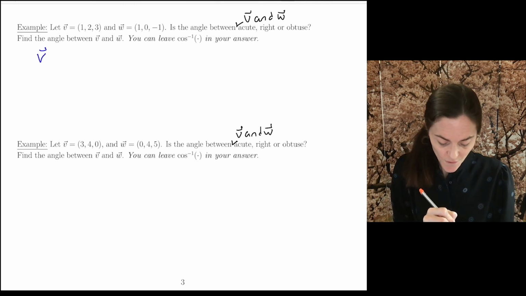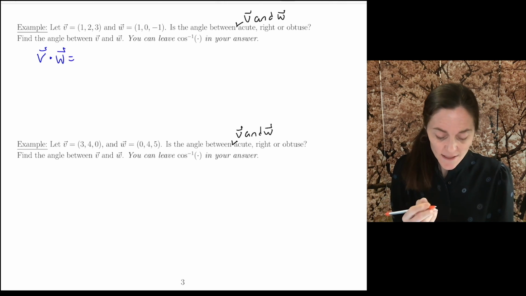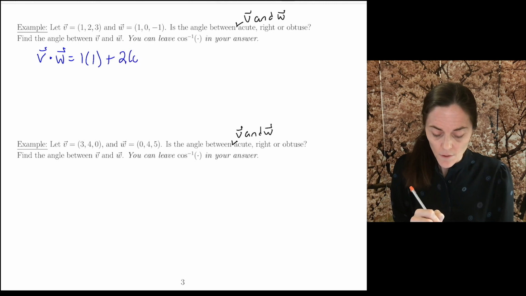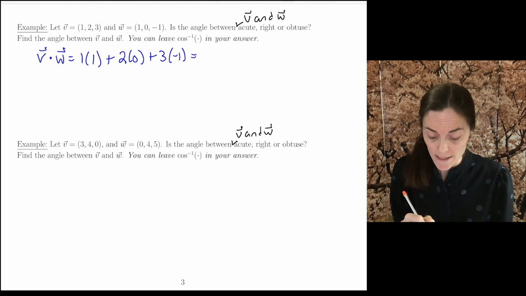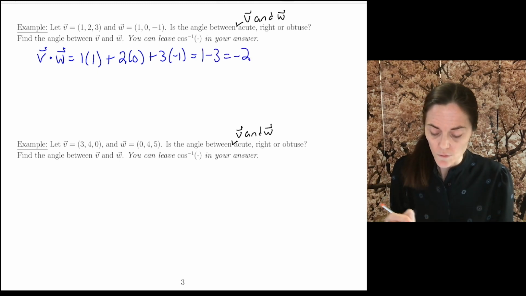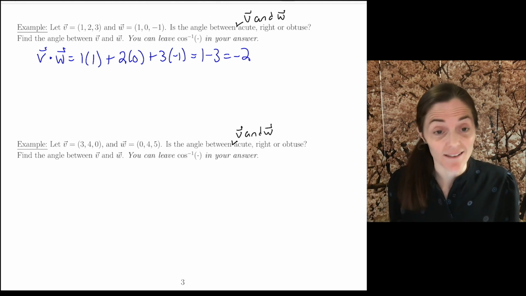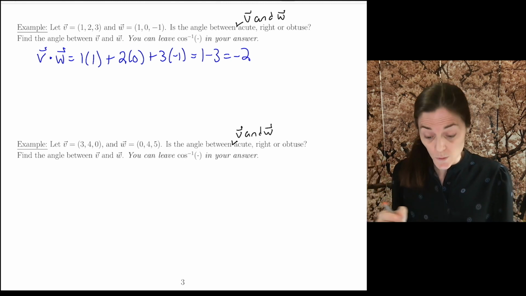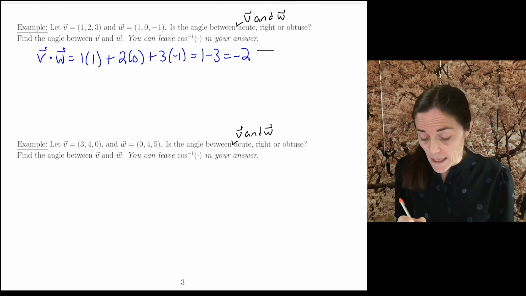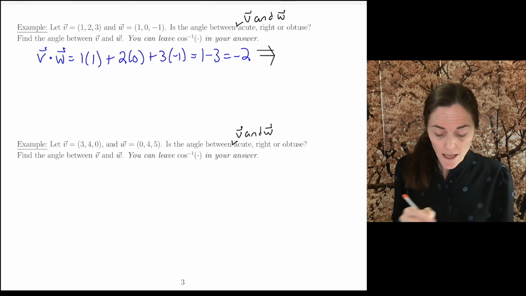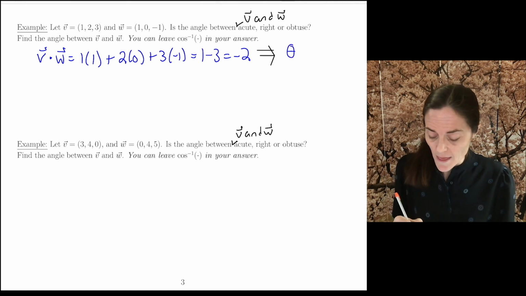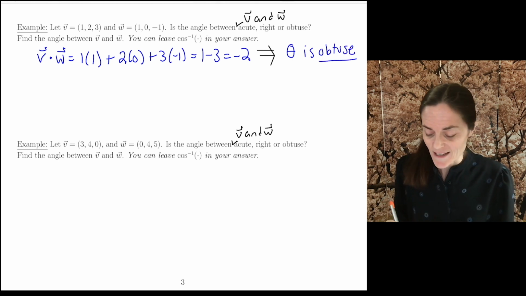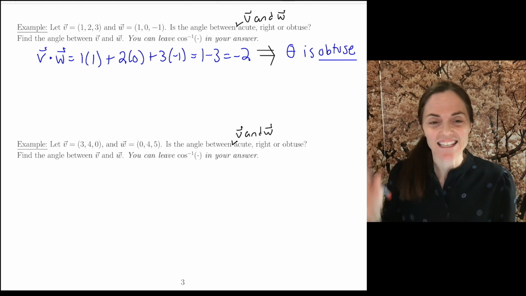So let us first calculate the dot product. This would be 1 times 1 plus 2 times 0 plus 3 times minus 1, right? We have 1 minus 3, which is negative 2. Now, before I even calculate the value of the angle between the two vectors, immediately I know the answer to the first question. This is negative, so I know that theta is obtuse because the cosine is negative.